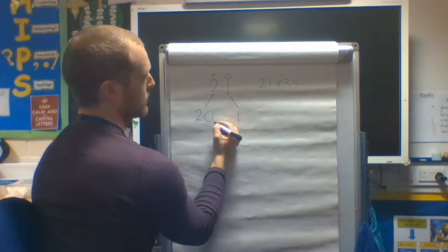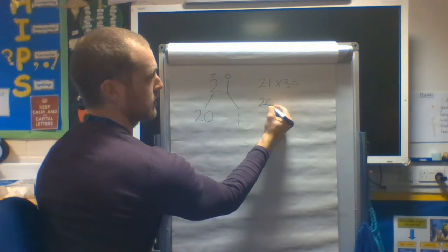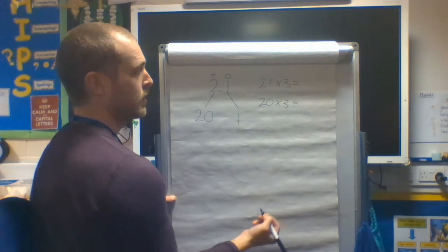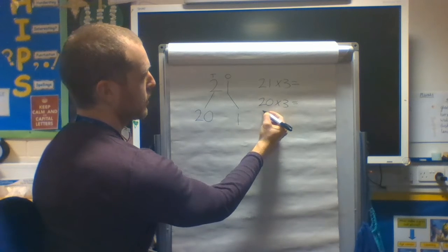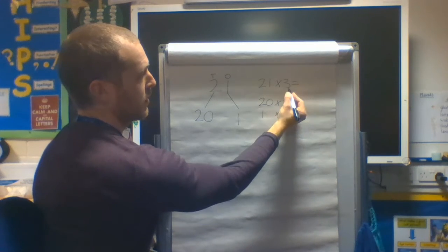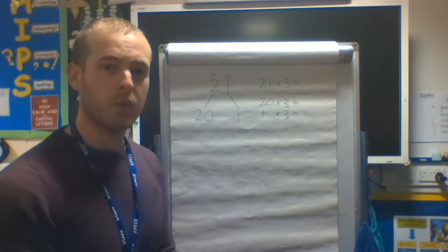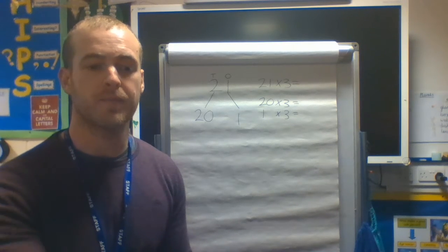So 21 is made up of 20, so I can do 20 multiplied by 3 equals, and I can look at my ones. I can think of, right, my ones are 1 times 3 equals. Now what I want you to do at home, see if you can answer these two questions. So pause the video here, see if you can answer them, and then we'll go through it together.